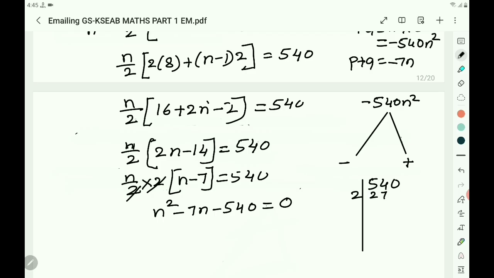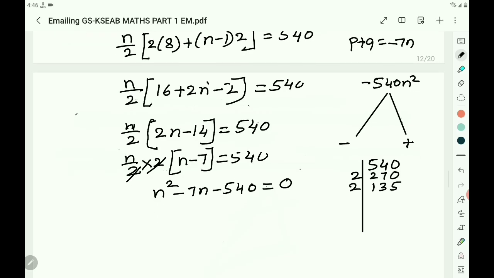2 2s are 4, 2 7s are 14, 2 0s are 0, 2 1s are 2, 2 3s are 6, 2 5s are 10, and 5 plus 1 is 6, 6 plus 3 is 9. It is in the table of 3. 3 4s are 12, 3 5s are 15, again 3 5s are 15, 5 1s are 5. The difference is 7. The factors must be 3 into 3 into 3, that is 27, and next 5 into 2 into 2, 20. The factors are minus 27 and plus 20.